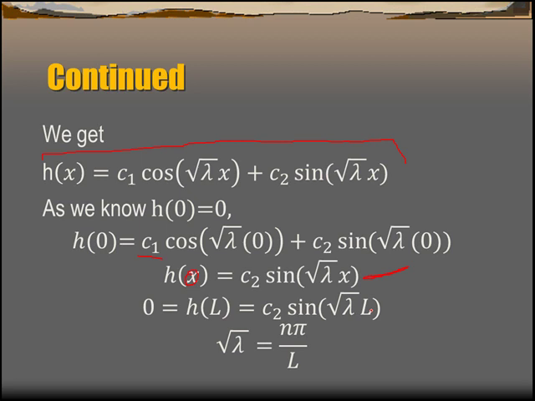So c2 we cannot say is 0, because if c2 is also 0 then we will end up in a trivial solution. So the only possibility with us is that sine under the root lambda into l is 0, which means that under the root lambda must be equivalent to n pi by l.